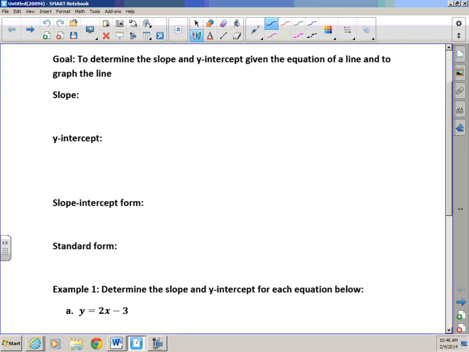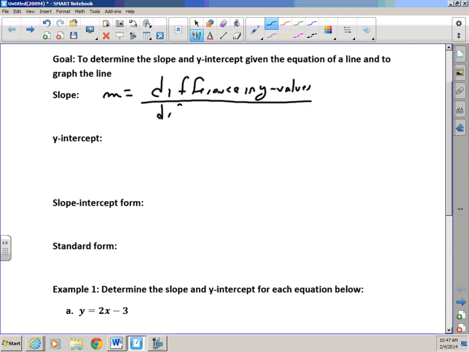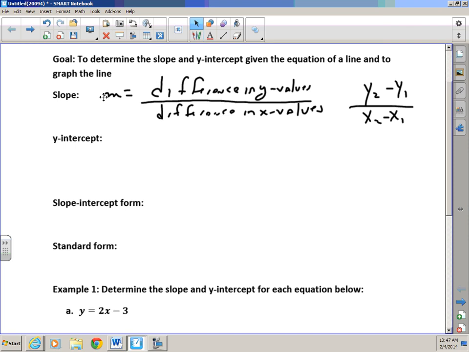Slope, which is the lowercase script m, is the difference in y values over the difference in x values, or what's the little formula, y2 minus y1 over x2 minus x1. Okay, we've already dealt and worked with slope.